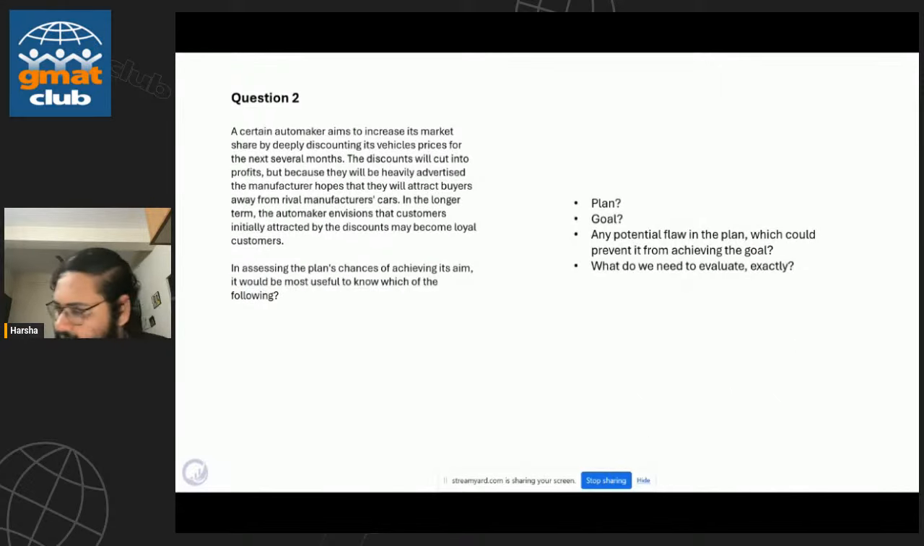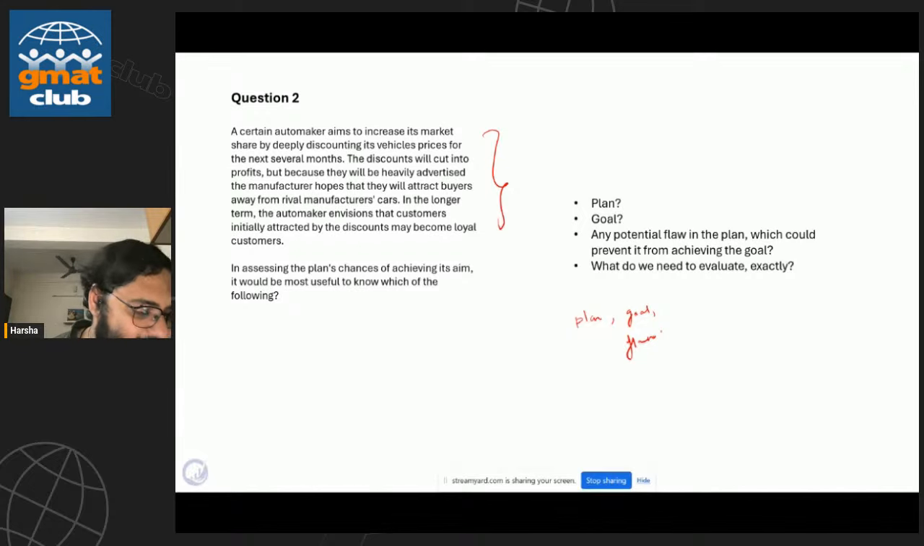Now, the second question. Most of us chose the right answer, which is A. I did see a couple of D's as well, so we're going to discuss that as well. But let me give that to you as an exercise. What is the plan? What is the goal? And is there any flaw that you see? If the plan and goal are clear, just let me know what flaw you see in the argument. Even that would be great.